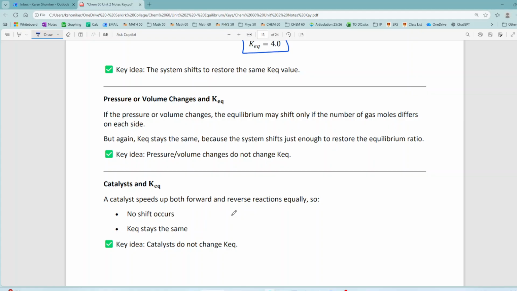And then catalysts, just like we've said before, speed up the forward and reverse reactions. So there's actually no shift at all. The KEQ stays the same. You just get there faster. Right? So the key thing with a catalyst is that you reach equilibrium quicker.